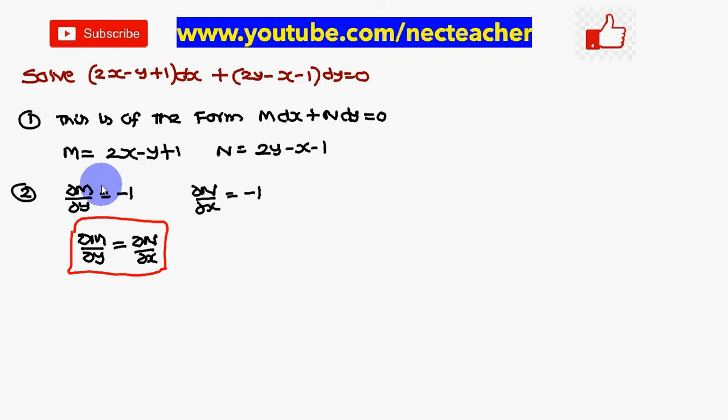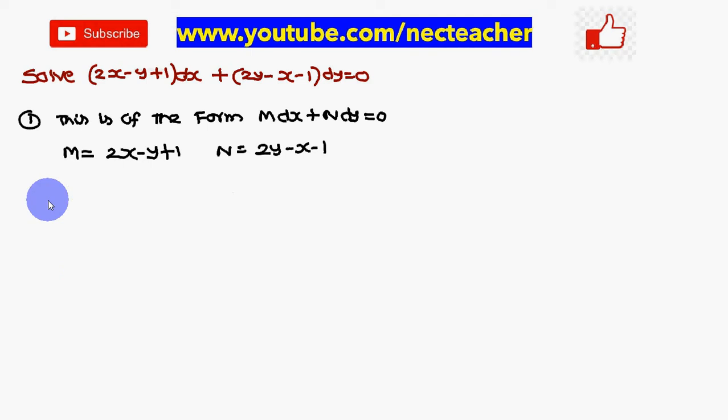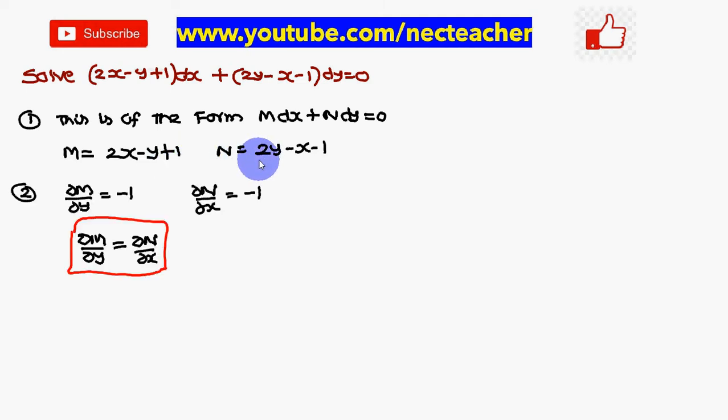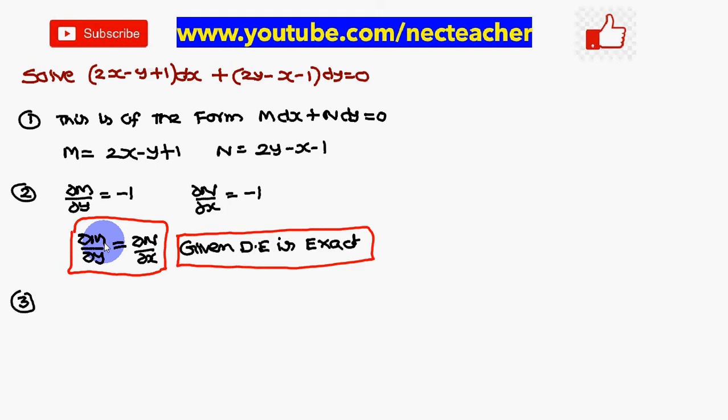Now differentiate M with respect to y. With respect to y, x is a constant, so that term will be 0, and we get minus 1. Here, ∂N/∂x: with respect to x, y is a constant, so that will be 0, and we get minus 1. So ∂M/∂y equals ∂N/∂x, which means it is an exact differential equation.